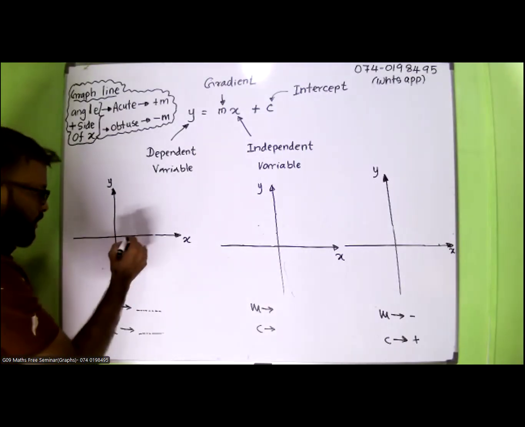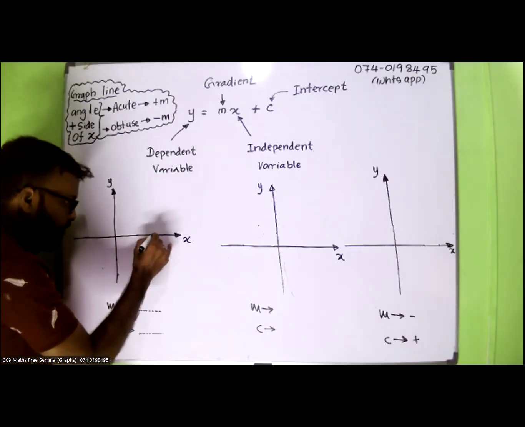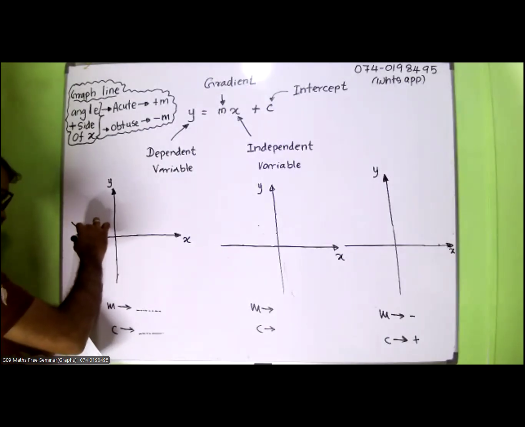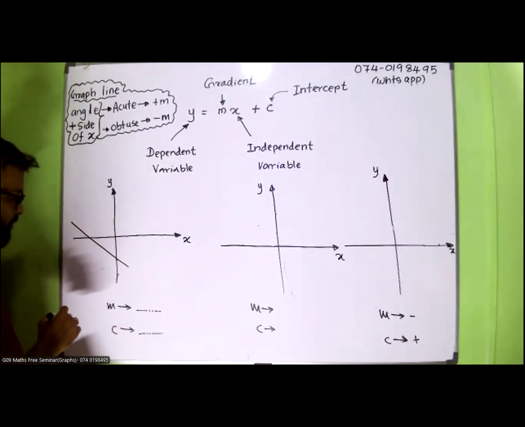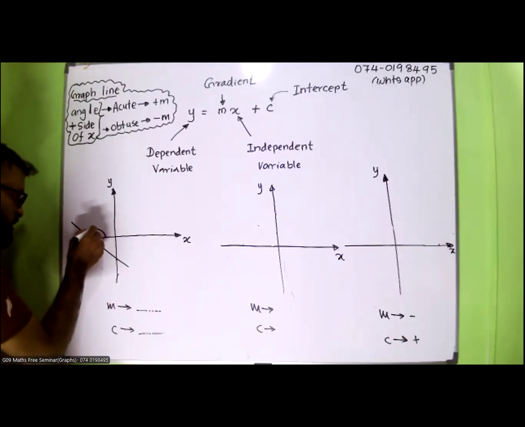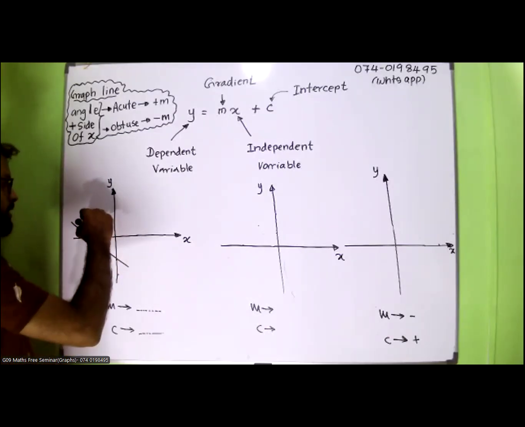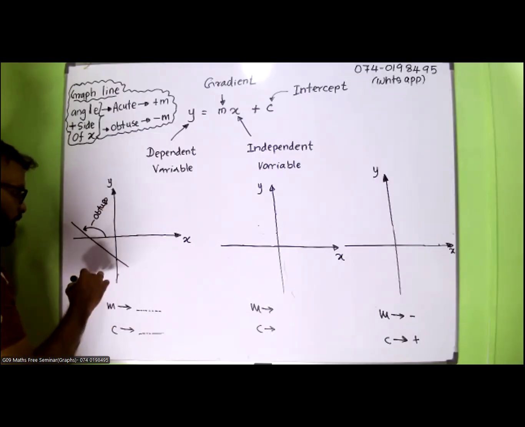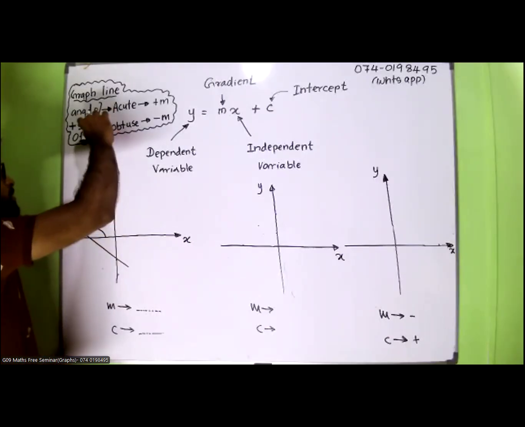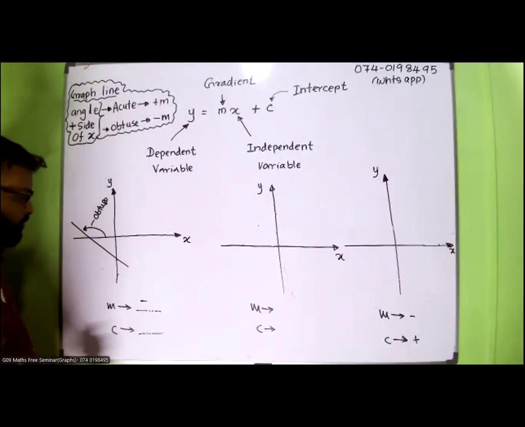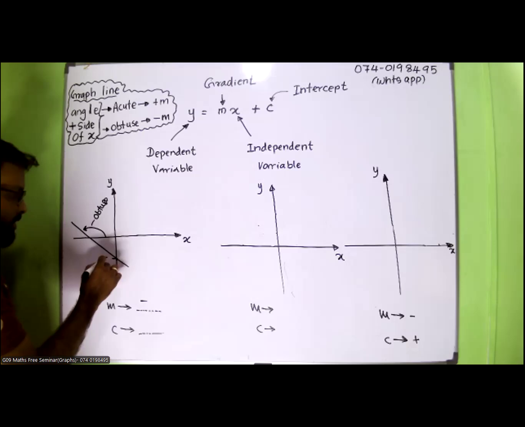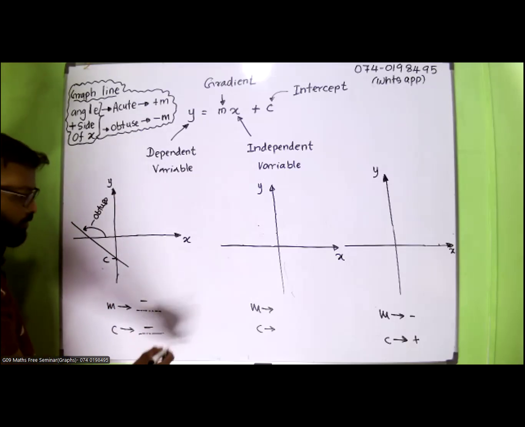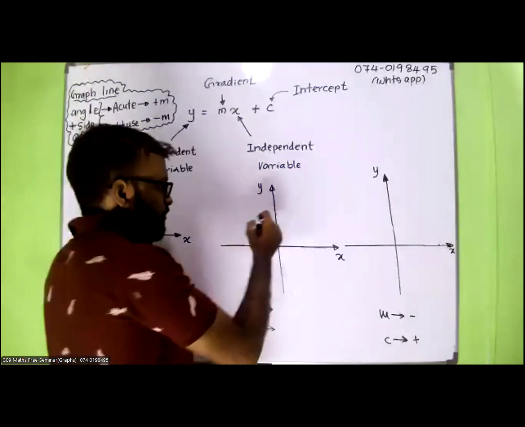So here, the graph line is like this. This angle is an obtuse angle with the positive direction of the x-axis, right? And if obtuse, you have negative m. This is your c, the intersection point of the graph and the y-axis. It is negative, right?